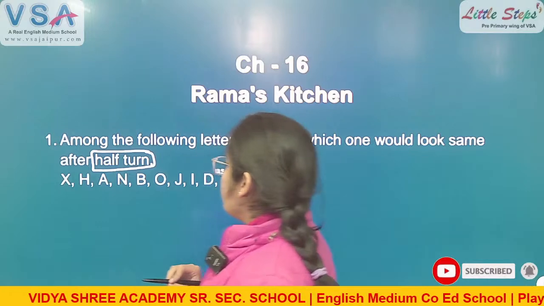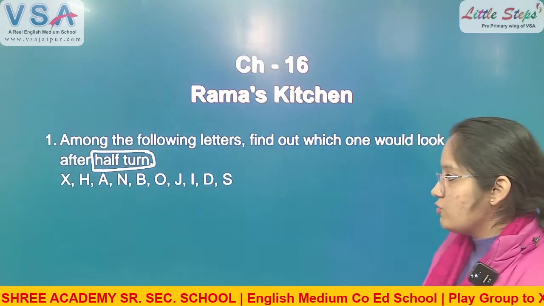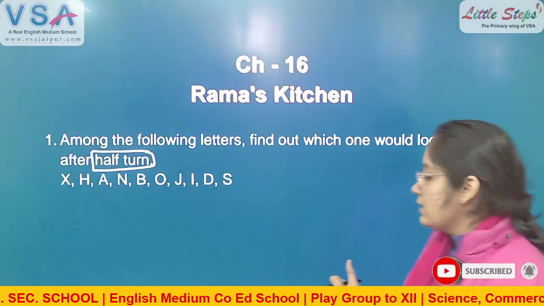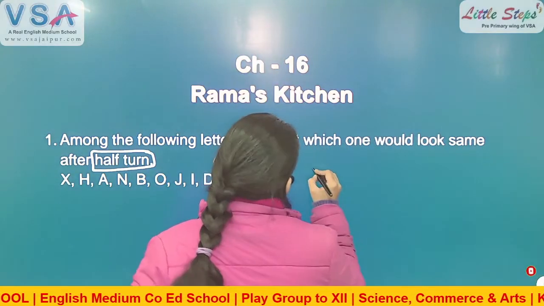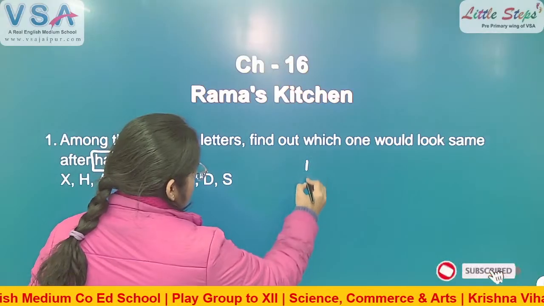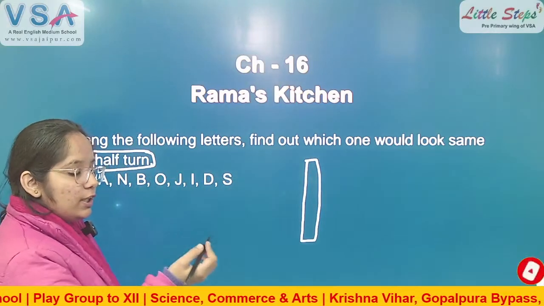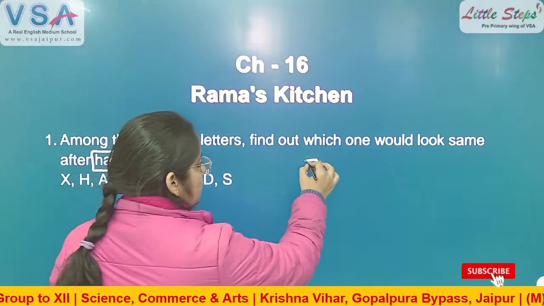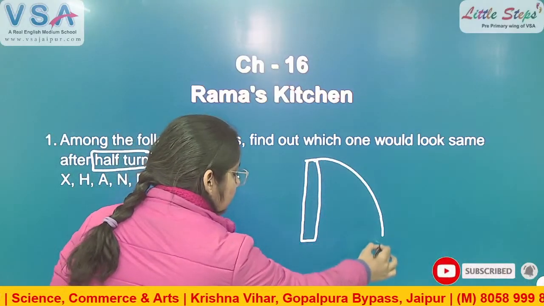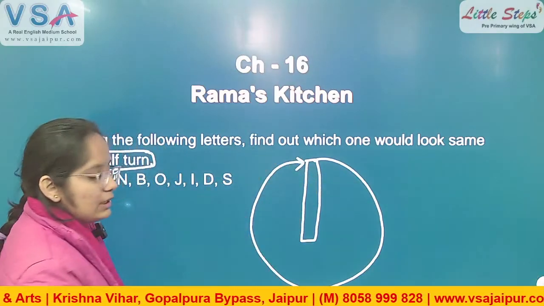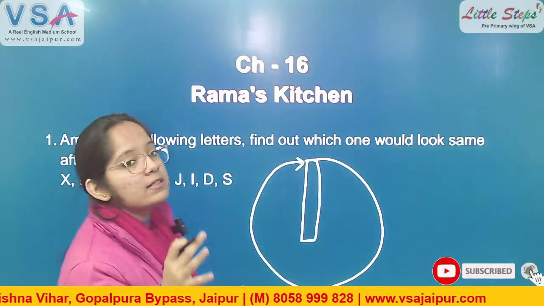So before moving to the question itself, first we will understand the meaning of half turn. What is the meaning of half turn? Imagine this is an object and we have to turn it completely. Turning means that it will move from here, rotate and come here again. This is called a complete turn.